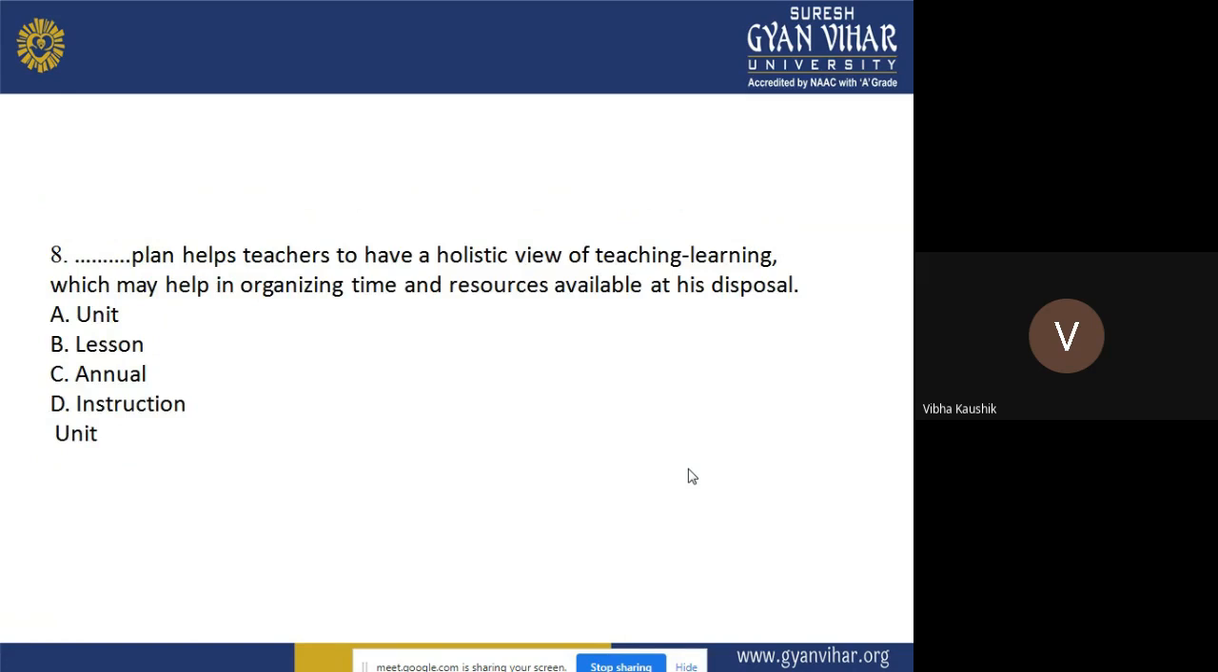Eighth, dash plan helps the teacher to have a holistic view of teaching learning, means the whole view of teaching learning, which may help in organizing time and resources available at his disposal. Now the options are A unit, B lesson, C annual, or D instruction. Now these are the options and you have to select the correct one, and the correct answer is option A, that is unit.